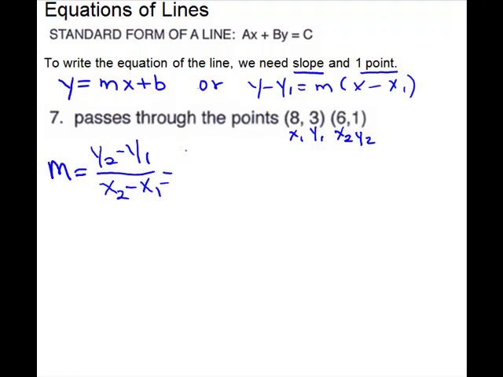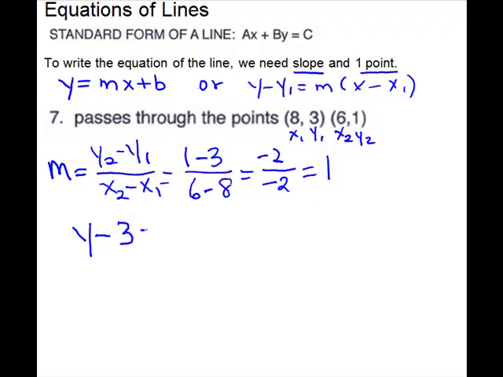So our y2 will be 1 minus our y1 over x2 is 6 minus our x1, and simplify. So we get -2 over -2, which will simplify to 1. So now we have a slope and 1 point. We can plug into the point slope formula. So we have y minus our y1, which is 3, equals m, our slope we found is 1, times x minus our x1, which is 8. And we'll simplify, so we have y minus 3 equals x minus 8.